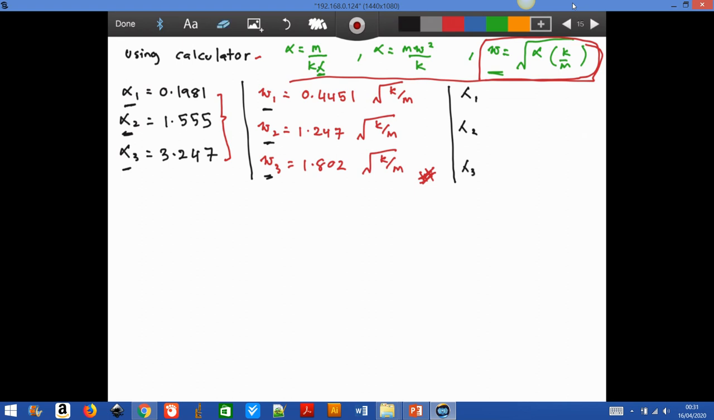So we know that lambda is 1 over omega squared. So get the lambda value. Lambda 1 is 5.048 m over k. Sorry, lambda 2 is 0.4 m over k, 0.643 m over k, and lambda 3 is equal to 0.308 m over k.